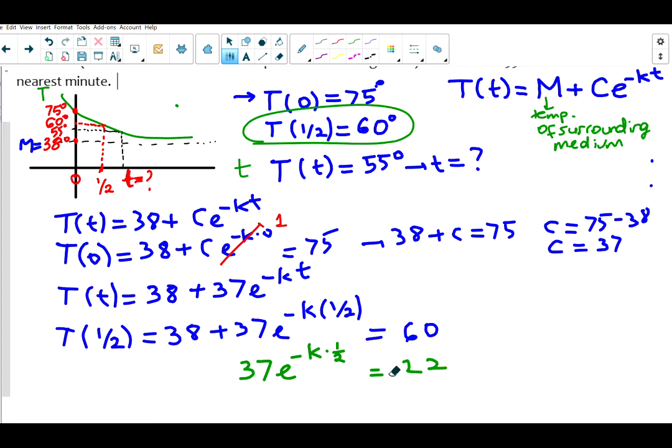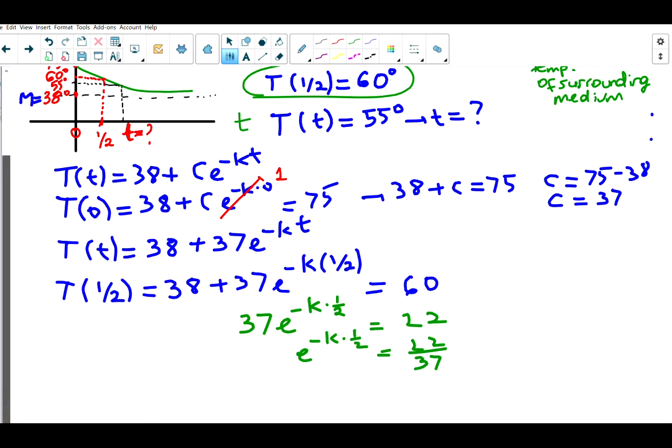Now divide both sides by 37. So e to the power of negative K times 1/2 equals 22 over 37. And I suggest that for these questions, we don't round them until the last step. And if you're going to round them, please use lots of decimals, perhaps 4 or 5 decimal places, because you're going to use it in the next step, the rounding error gets propagated. So let's try to use as many decimals as possible, or else use exact answers like a fraction.